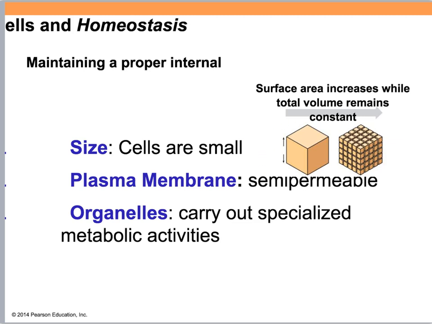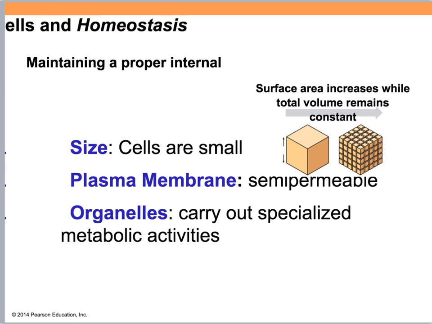This has something to do with the fact that each of these individual blocks has their own surface area, or in a cell that would be its own plasma membrane that surrounds it and controls what can come in and out of that cell. We call this selective ability to regulate what comes in and out of the cell the fact that the cell membranes are semi-permeable.